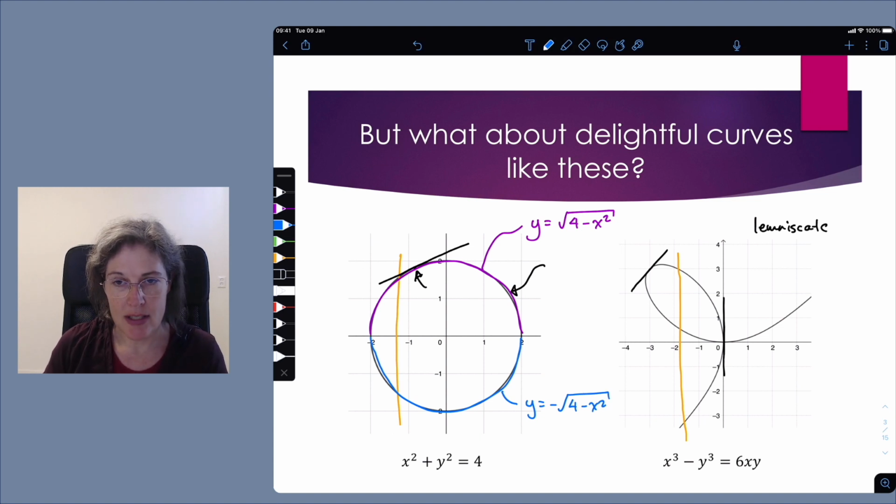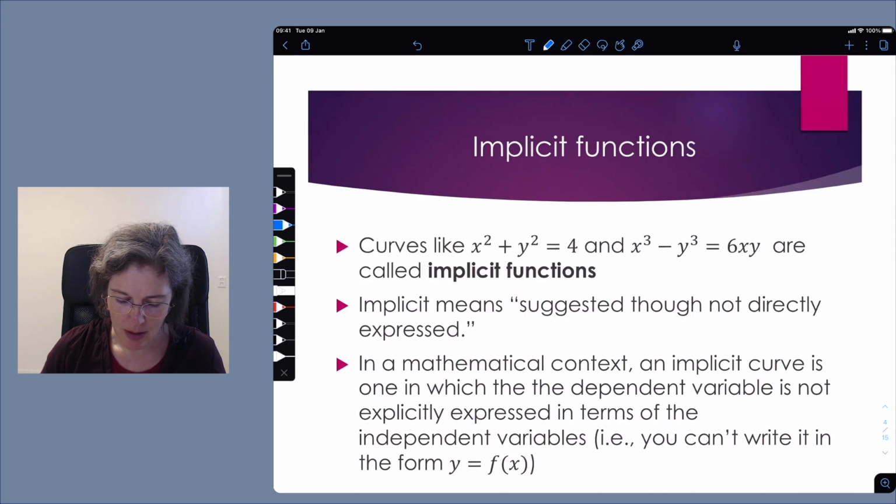And so we've split our circle, which is not a function, into two things which are functions. So that's why we kind of get away with saying that they're functions. So the other word here is implicit. Now, if you think about just the general meaning of the word implicit, it means suggested though not directly expressed.